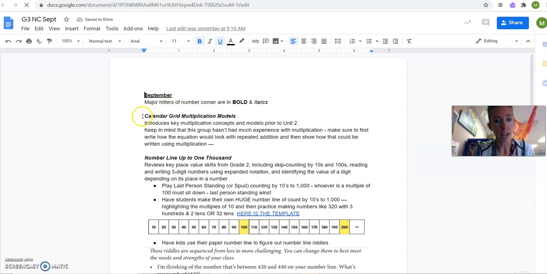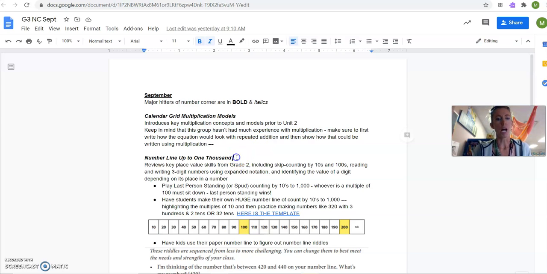So I have it in bold and italics: calendar grid, multiplication models. Showing those each day would be a good thing, and having kids have that discussion about how it not only could be represented by a repeated addition, it could also be represented by something called multiplication. And we can write it this way. So just keep in mind that this group of third graders does not have much experience at all with multiplication.